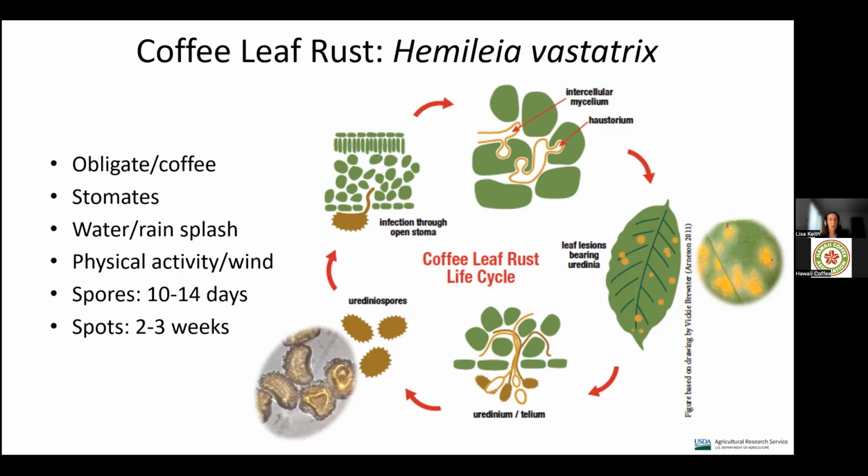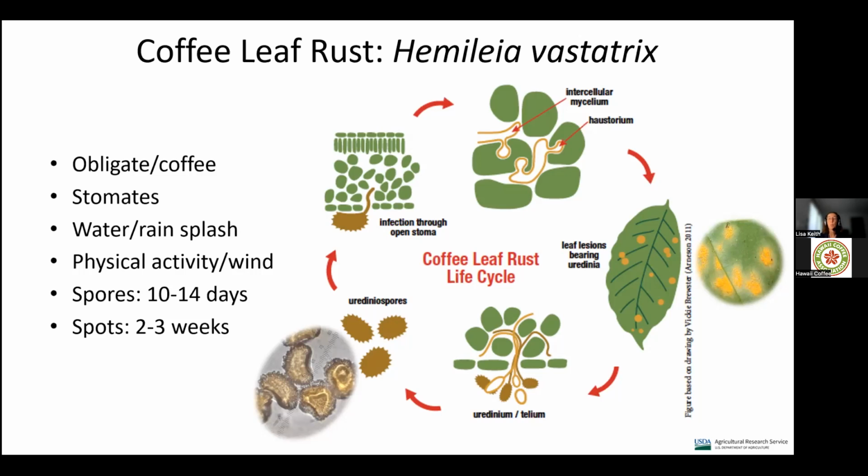Some of the important words: obligate. What does that mean? This pathogen needs a living host to survive, which does make it challenging to study in the laboratory because you can't culture it on a plate. Coffee is its only host, so it needs a living coffee tree, leaf, to survive. Stomates, why are they important? This particular rust fungus enters only through the stomates, which are on the underside of coffee leaves.